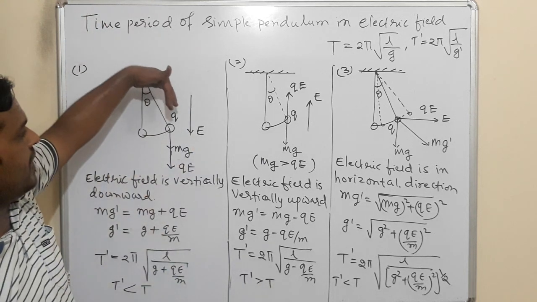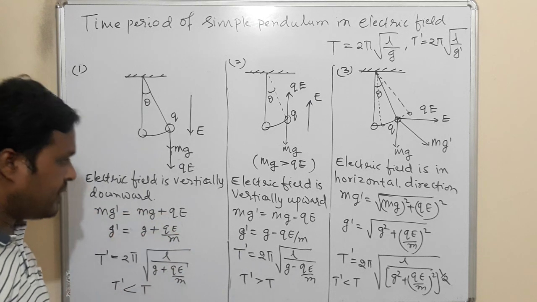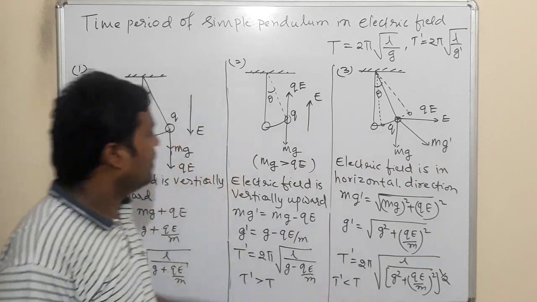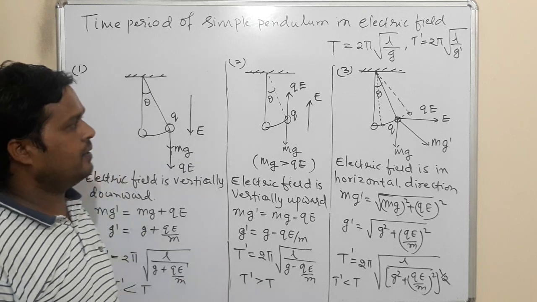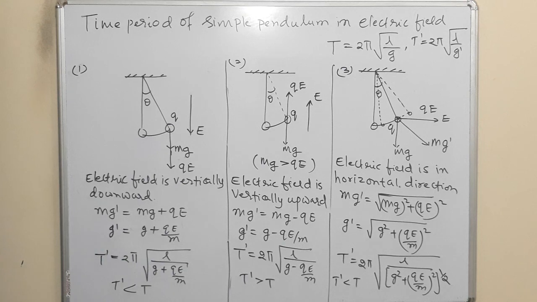That means when we apply the field vertically downward, the time period is going to decrease. Horizontal field, time period is going to decrease. Vertically upward field, time period is going to increase. Okay, make a note of these things. We'll solve some examples.